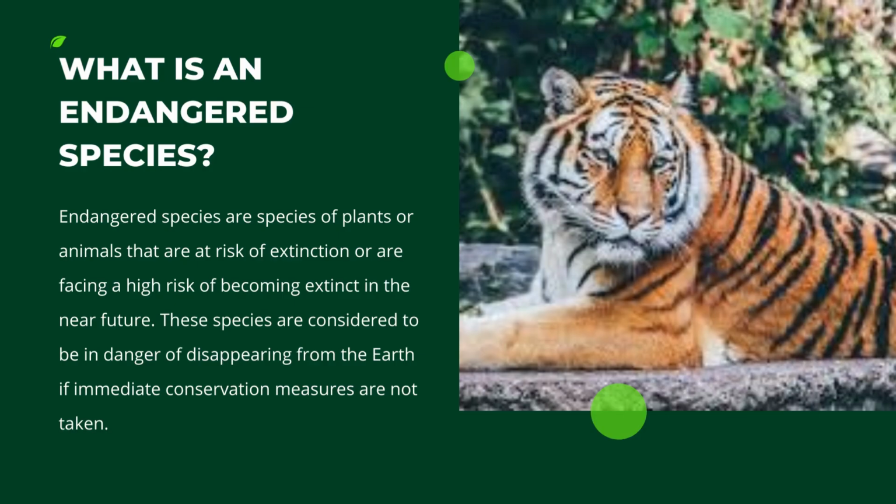What is an endangered species? Endangered species are species of plants or animals that are at risk of extinction or are facing a high risk of becoming extinct in the near future. These species are considered to be in danger of disappearing from the earth if immediate conservation measures are not taken.